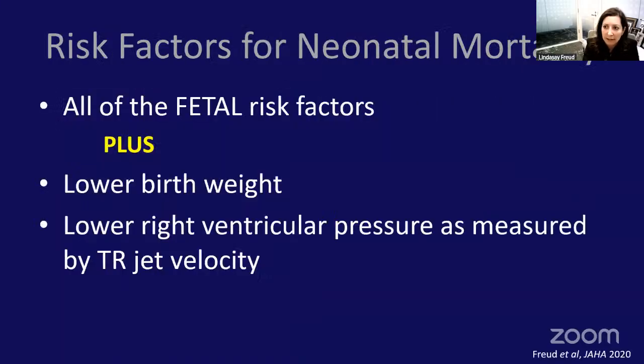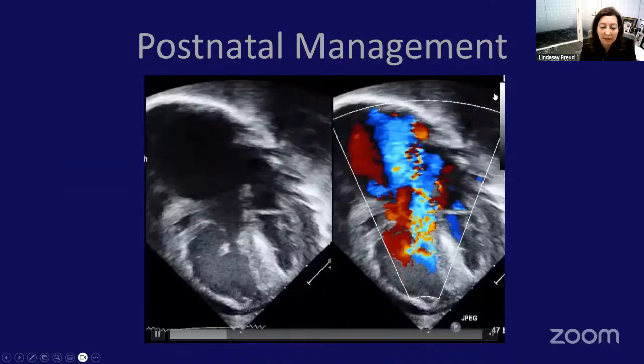And I'll discuss a little bit more about that in a moment. When we looked at what were the risk factors for neonatal mortality, of course, it was all the fetal risk factors plus lower weight and lower right ventricular pressure as measured by TR jet velocity. And we know that this is a risk factor in general for circular shunting as well.